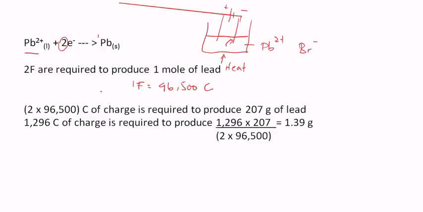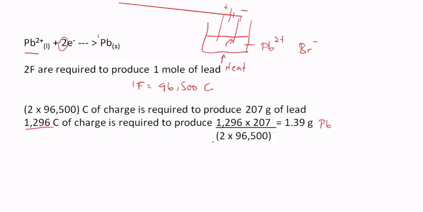So we come back to the calculation. We have 2 multiplied by 96,500 coulombs of charge is required to produce 207 grams of lead. And previously we calculated the amount of charge flowing in the circuit, which was 1296 coulombs. So 1296 coulombs of charge is required to produce. Now remember, I told you when you write your statement in a particular way, it is pretty straightforward. So it is 1296 multiplied by 207 divided by, open brackets, 2 multiplied by 96,500 coulombs. Okay, and this gives us 1.39 grams of lead.